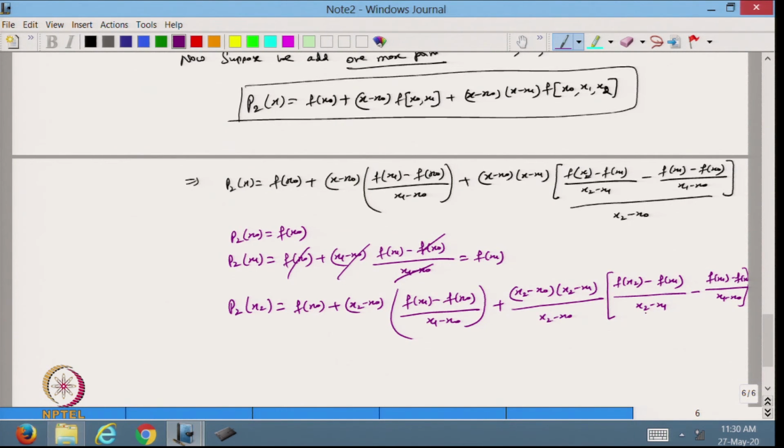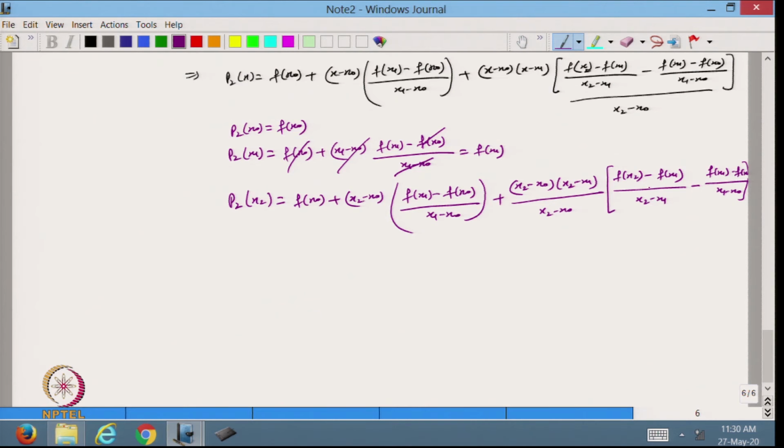From here I can take the LCM of x2 minus x1 and x1 minus x0. So, if you see from here, this one can be written as x2 minus x1, x1 minus x0. So, it will be f x2 minus f x1 minus the same factor into x2 minus x1. So, this expression will be there, and now all the terms will be cancelled out.